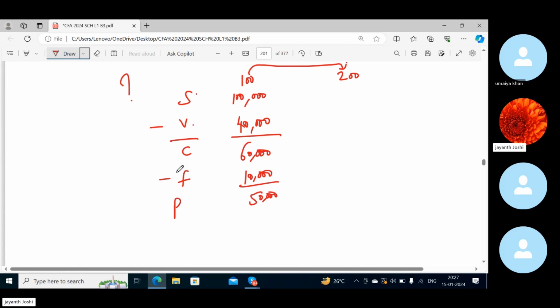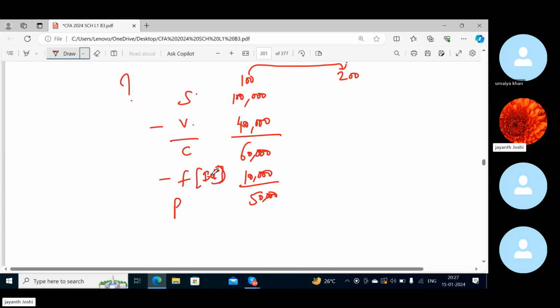Here I don't have any fixed operating cost. I only have fixed finance cost. There are two types of fixed cost: fixed operating and fixed finance. Fixed operating cost can be rent. Fixed finance cost can be interest. I'm just taking interest. Okay. I'm writing here.